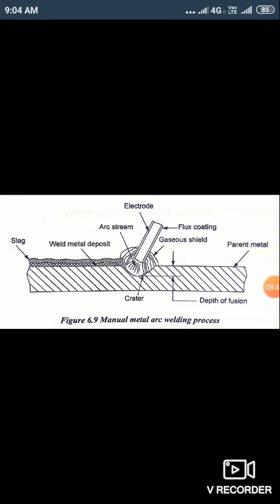Because of the versatility of the process and the simplicity of its equipment and operation, shielded metal arc welding is one of the world's most popular welding processes. It is mostly used for welding carbon steel, low and high alloy steel, stainless steel, cast iron, and ductile iron.